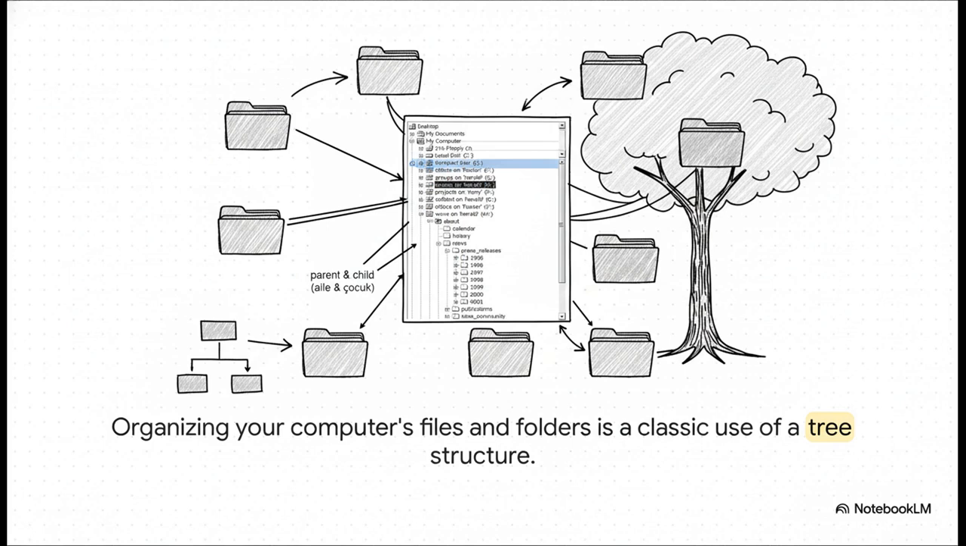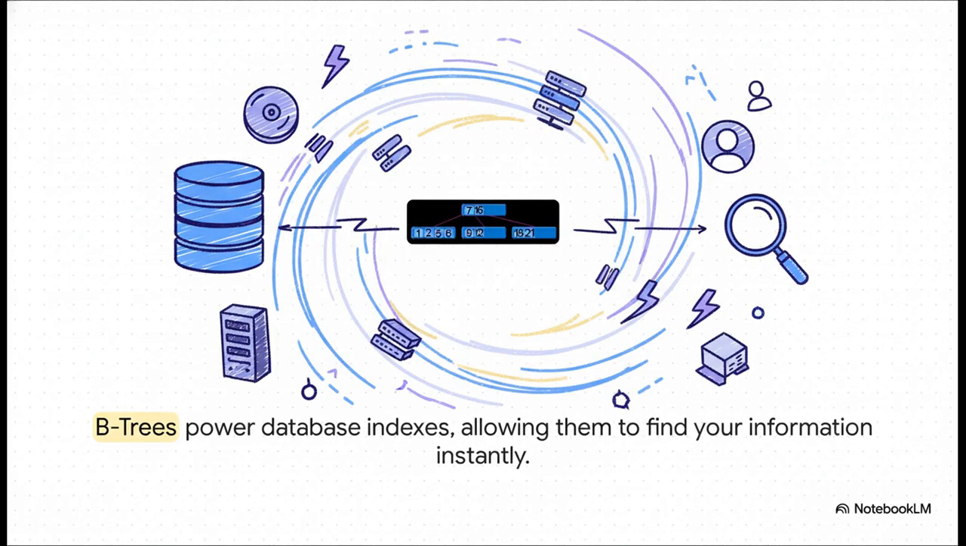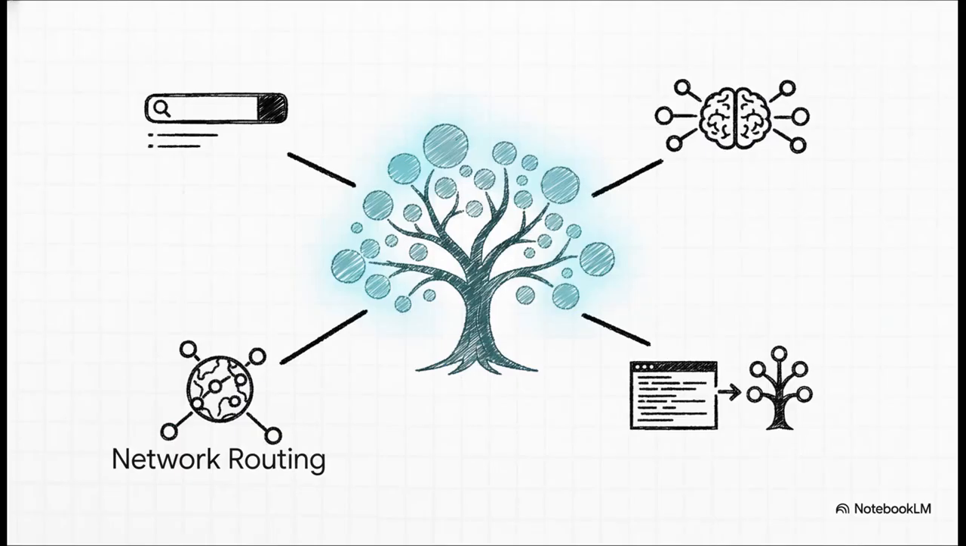Ever wonder how a massive database, like for a bank or a big website, can find your specific record in a fraction of a second? The answer is usually a special, beefed-up kind of tree called a B tree. It's optimized for systems that need to read big chunks of data from a hard drive, making those searches lightning fast.